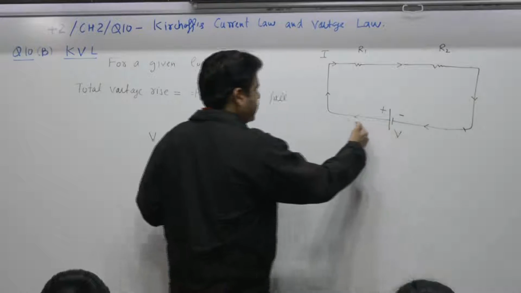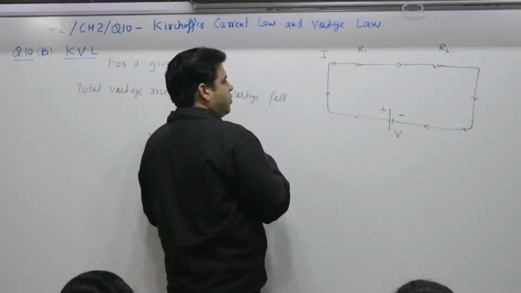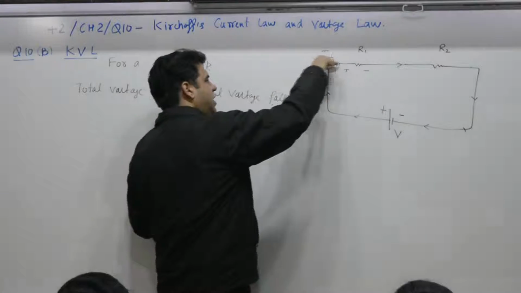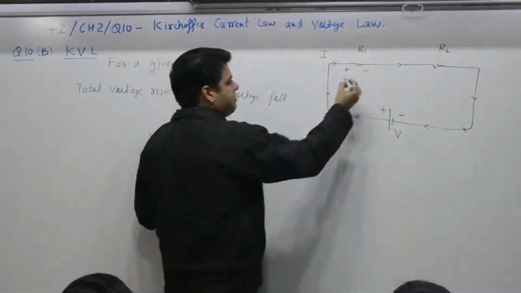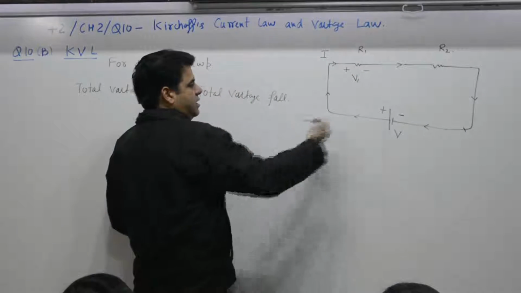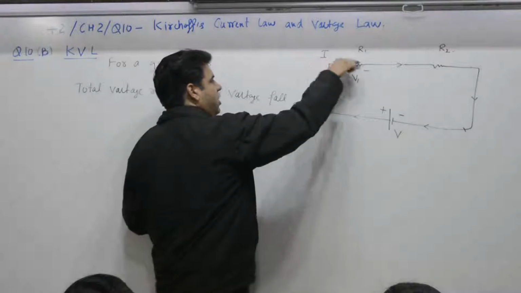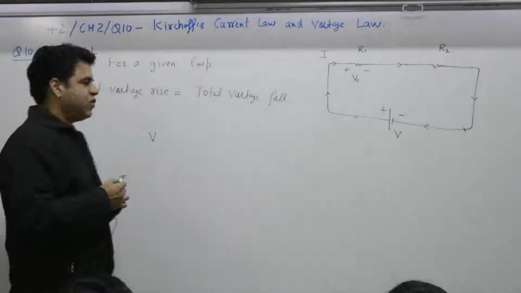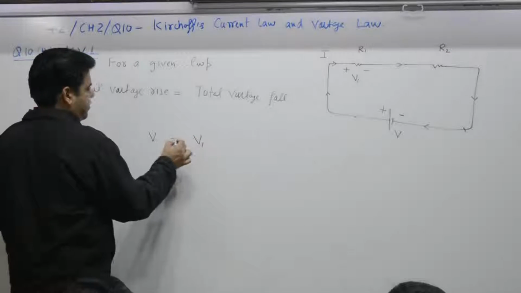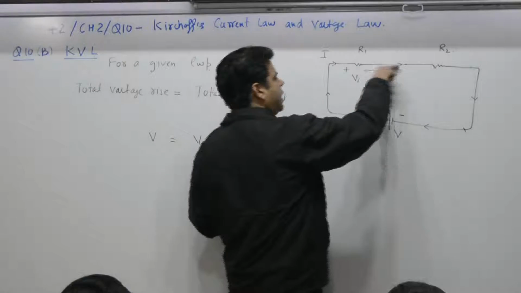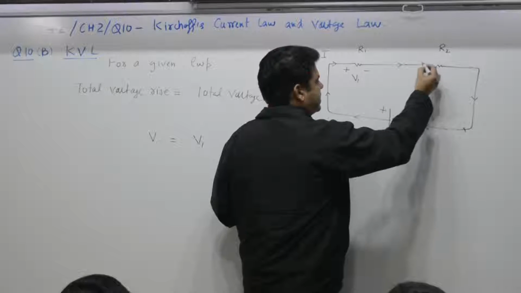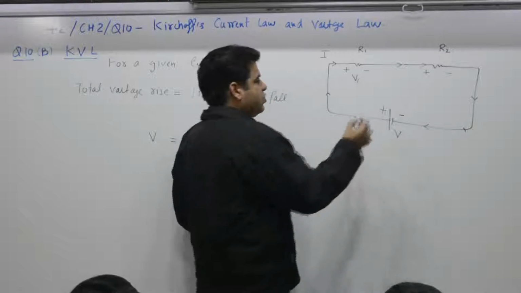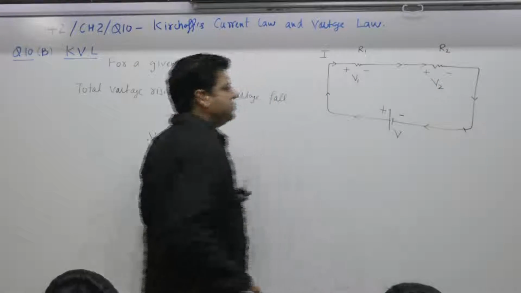Then I am here at this point. Now current flows from high potential to low potential. This value of voltage, say V1, is a fall as I am moving from high potential to low potential. Voltage fall, how much? V1. Then I move to the next one. Again at this point, current flows from high potential to low potential for a resistor, for a load. So there is a fall of voltage V2.